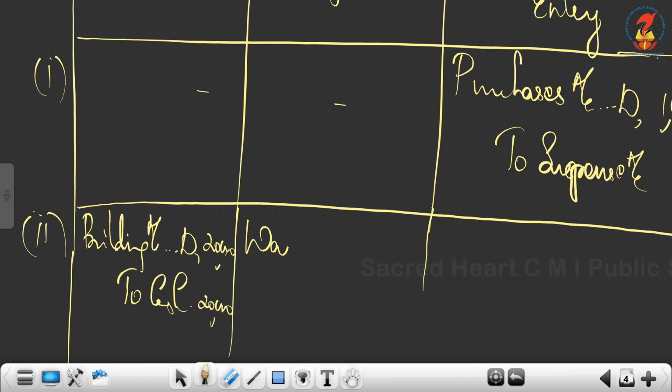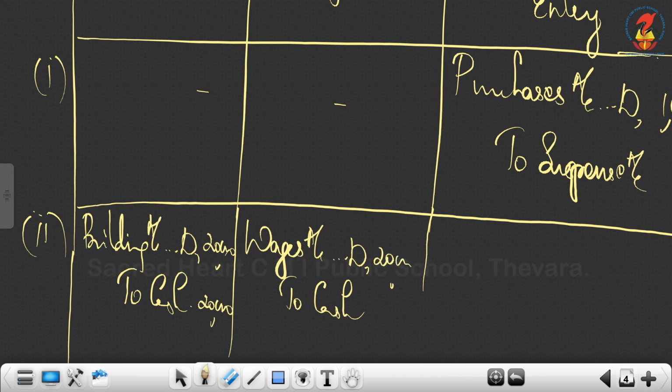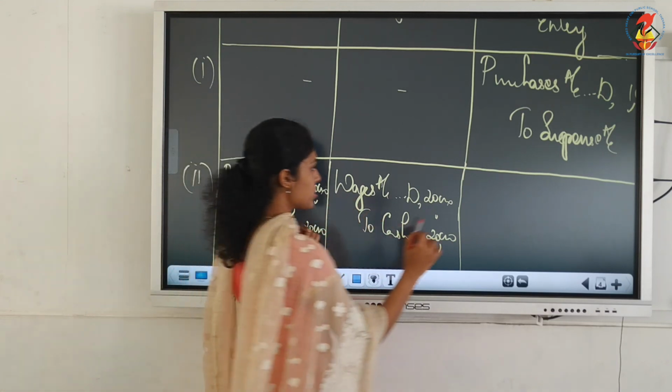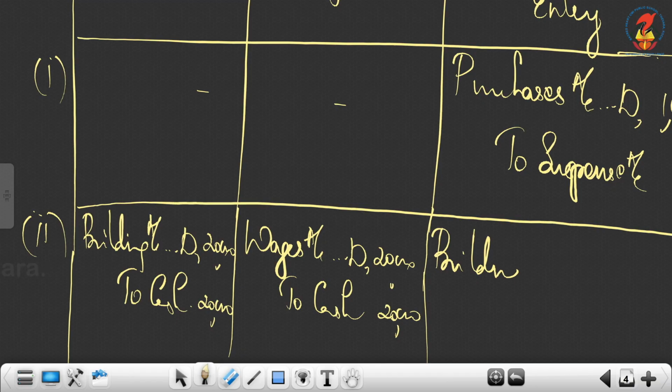and it is now debited to wages, so it is wages account debited to cash, 20,000. Okay, now we have to do the rectification. Building account is to be debited. Did we debit building? No. So now we will debit building. So building account debited, 20,000.